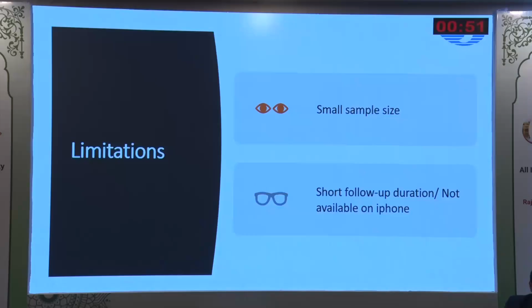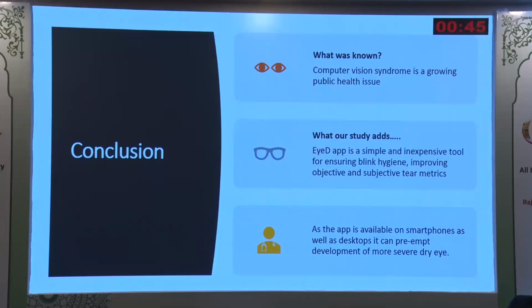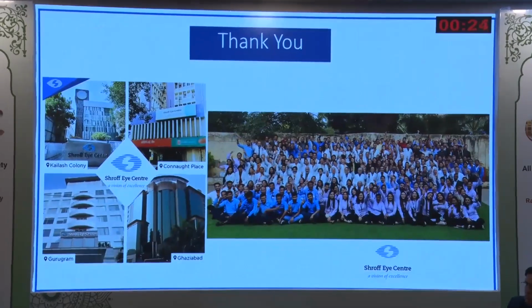The limitation of our study was a small sample size and a shorter follow-up duration, and it's not available on the iPhone system. What was known was that computer vision syndrome is a growing public health issue. ID is a simple and inexpensive tool for ensuring blink hygiene, improving objective and subjective tear metrics. As the app is available on smartphones as well as desktops, it can preempt development of dry eye and have a huge financial impact. Thank you.